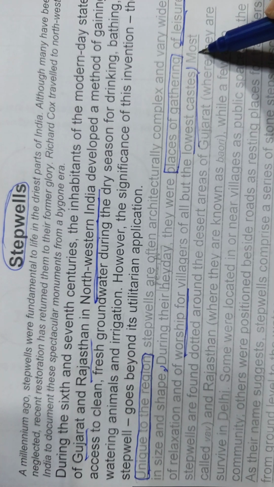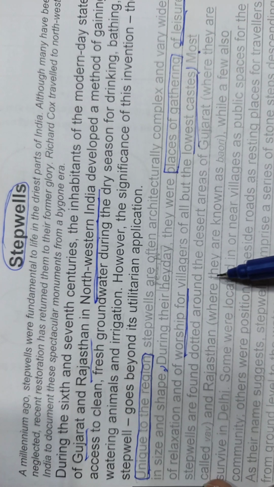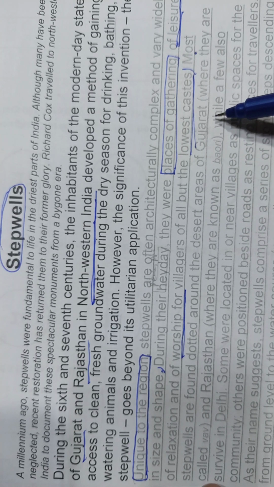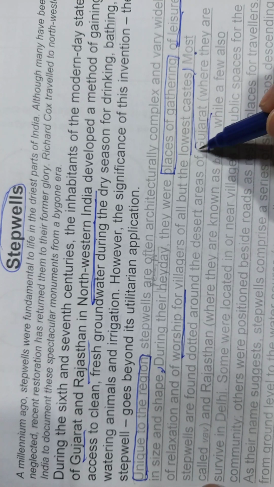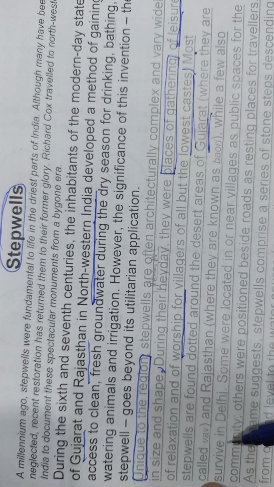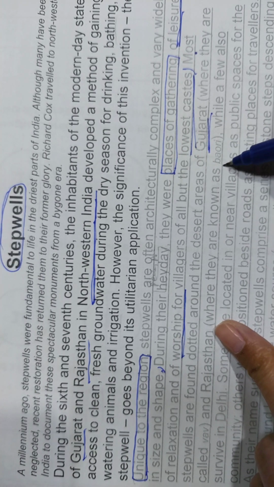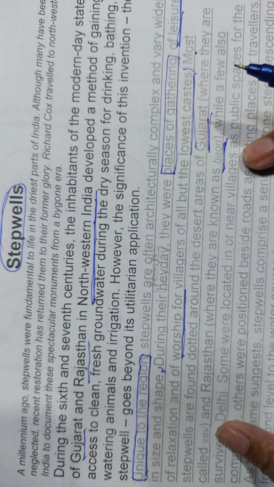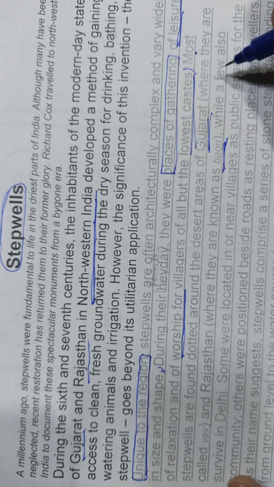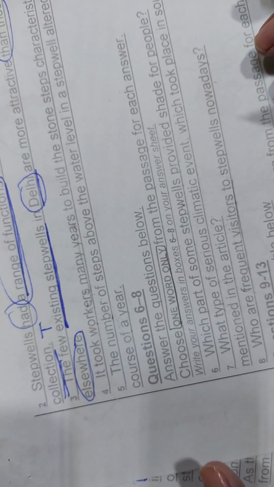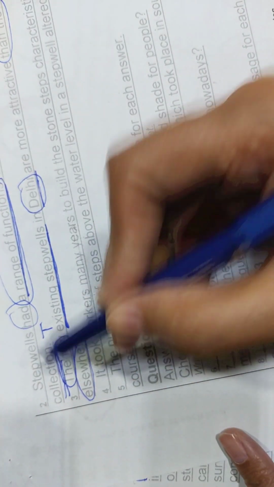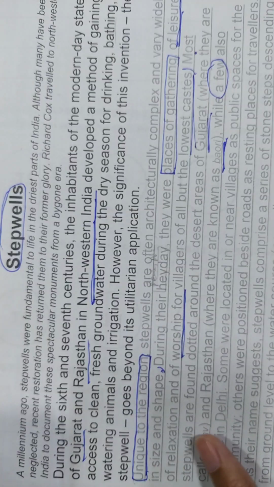So I will start now from here. Most stepwells are found dotted around the desert areas of Gujarat, where they are called Vav, and Rajasthan, where they are known as Bori. These are different names of the stepwells according to their location, people are used to call them. While a few also. There was in our question the few, but here we are looking for the word a few.